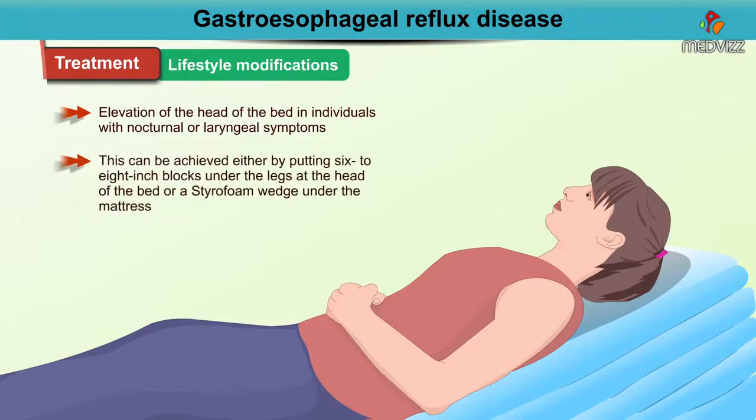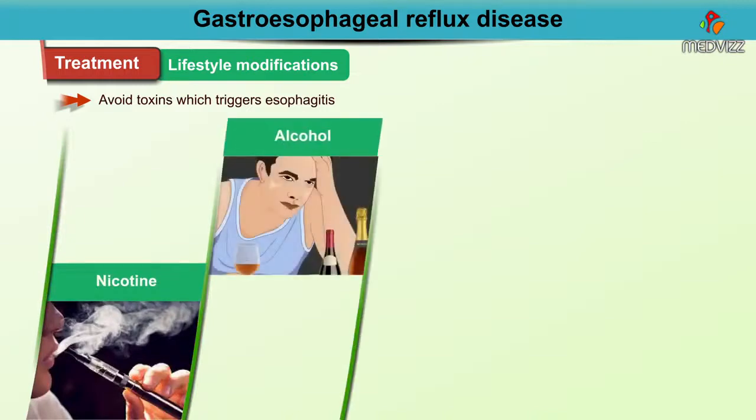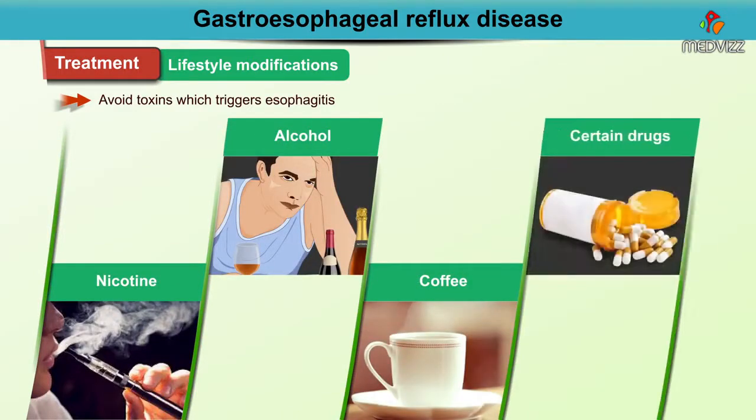This can be achieved either by putting 6 to 8 inch blocks under the legs at the head of the bed or a styrofoam wedge under the mattress. Toxins which trigger esophagitis, like nicotine, alcohol, coffee, and certain drugs like calcium channel blockers, diazepam, and bisphosphonates, should all be avoided.